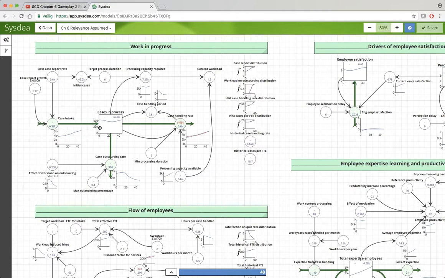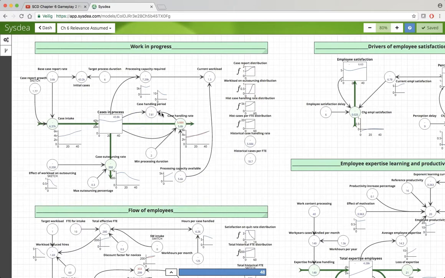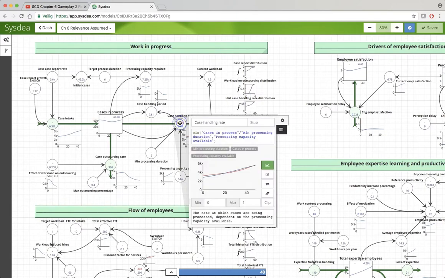Well, we've already looked at the structure. You've got an intake process and a work in process of cases, and a case handling rate. The cases in process divided by the case handling rate, that's Little's law, leads to a case handling period, the duration of cases being handled. That's never shorter than, say, 2 time periods, 2 months. So in this formula we have a minimum of either all cases in 2 months or the process capacity available.